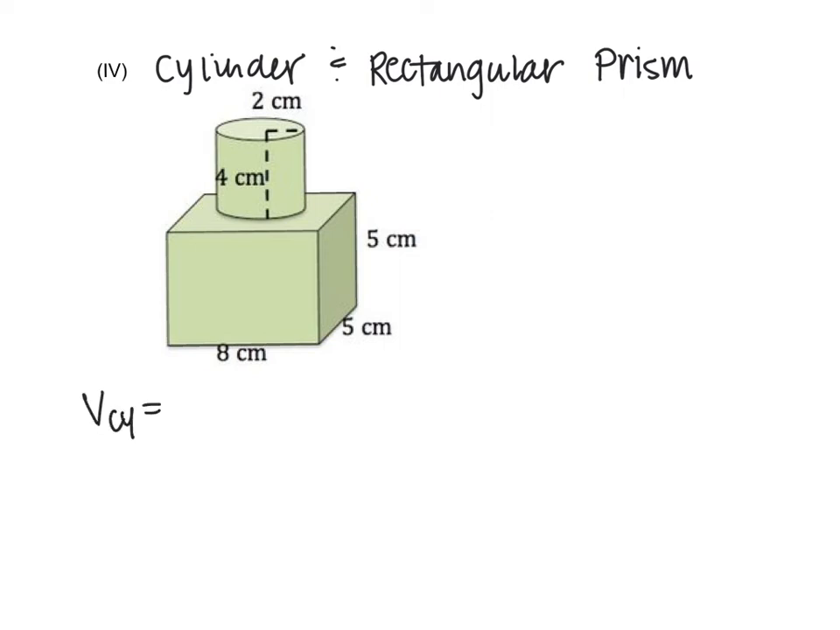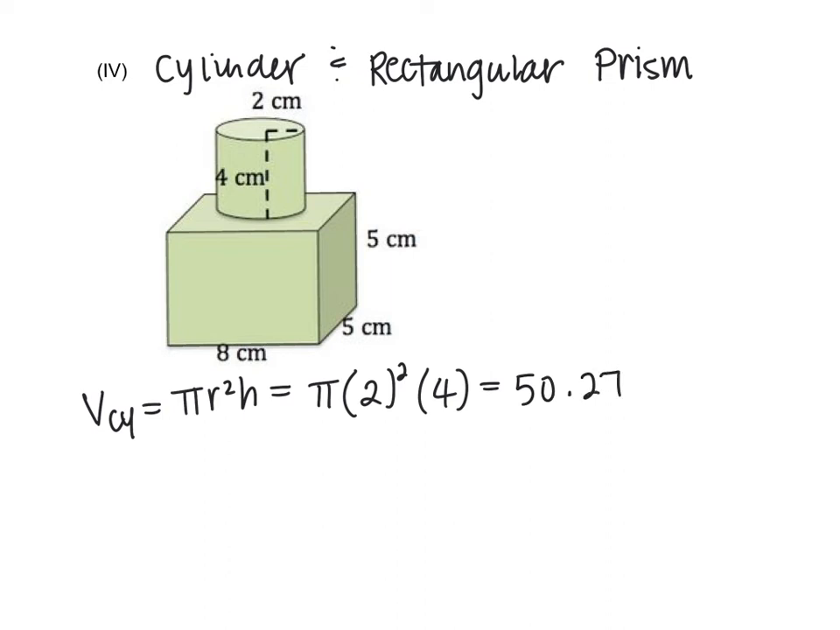So volume of a cylinder is pi r squared h. So we know the radius of our circular base is 2. And we know the height of the entire cylinder is 4. So pi times 2 squared is 4, times our height 4, and we get 50.27 centimeters cubed.